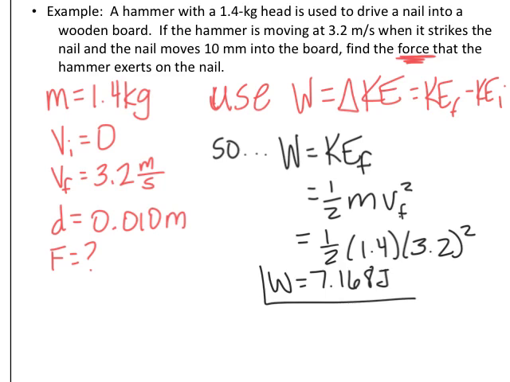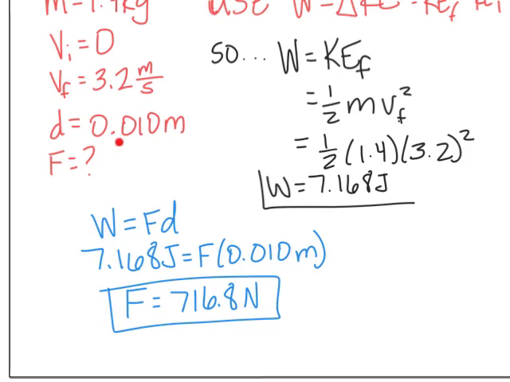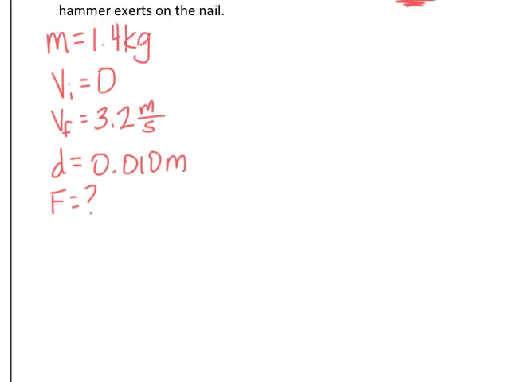Now that we know a value for work, we can use our work formula to figure out how much force was applied. I hope you remembered to change millimeters to meters, and that should give us a force of about 717 newtons. Just as a side note, I'm going to show you another way you could have worked this problem. If you are more comfortable with kinematics and Newton's second law, you could work the question that way as well and come up with the same answer. It's a good way to check your math.